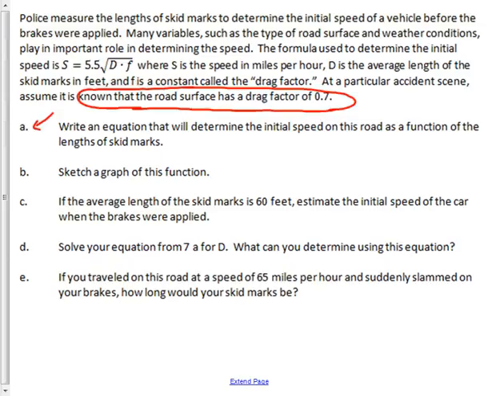All right. Sketch a graph of this function. Well, how am I supposed to graph something with an S and a D in it? Well, you can't. But you can graph something with an X and a Y in it.